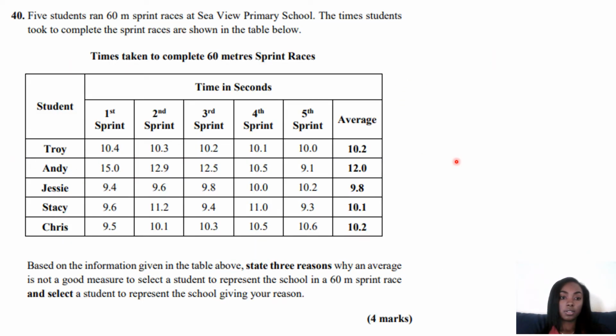Last question. 5 students ran 60-meter sprint races at Seaview Primary School. The time students took to complete the sprint races are shown in the table below. So we have students Troy, Andy, Jesse, Stacy, and Chris. So we have first, second, third, fourth, fifth sprints, and then their average, right? And they give us their times in seconds. It says, based on the information given in the table above, state 3 reasons why an average is not a good measure to select a student to represent the school in a 60-meter sprint race, and select a student to represent the school giving your reason.